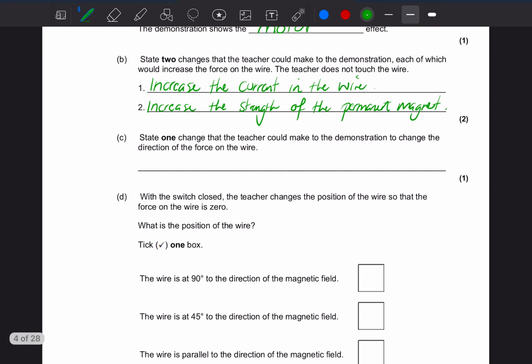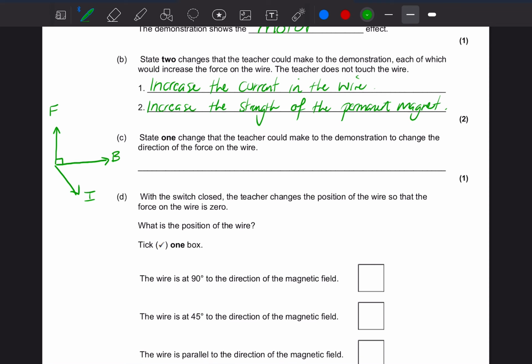State one change that the teacher could make to the demonstration to change the direction of the force on the wire. So this is to do with Fleming's left-hand rule again. Everybody's favourite. So remember, in Fleming's left-hand rule, we use our fingers at right angles to each other. And we use 3 fingers. We use F, B, so that's our first finger and index finger. And then we use the third finger as the current, and it's FBI. And they're all at right angles to each other, like that. But I'm trying to draw in 2 dimensions, so it doesn't look great.